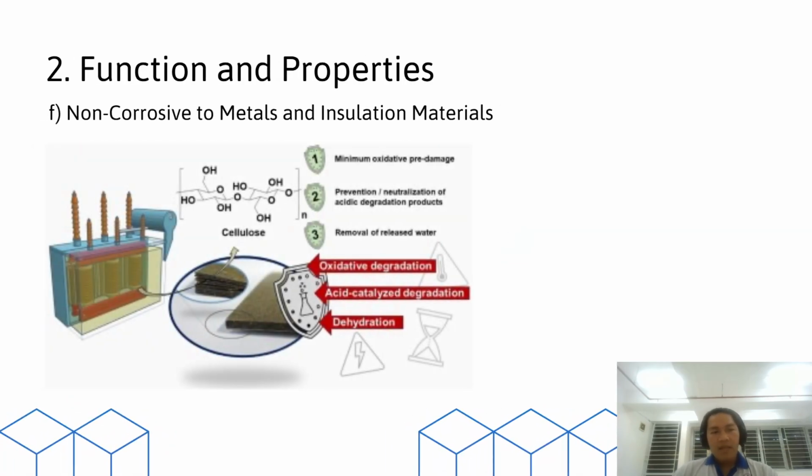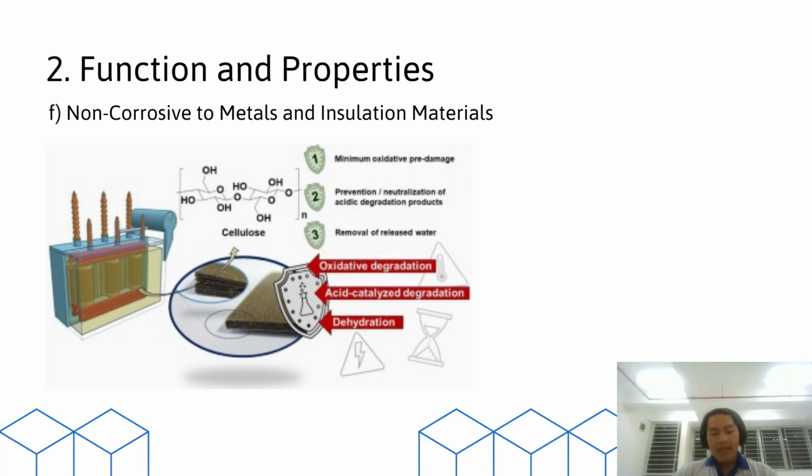F. Non-corrosive to metals and insulation materials. It doesn't react with metals like copper or insulation components inside the transformer. Some sulfur compounds in oil can react with copper to form corrosive copper sulfide, which is dangerous to transformers, preventing damage to internal components and ensuring long-term reliability.